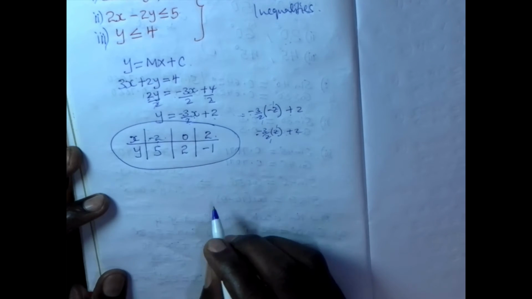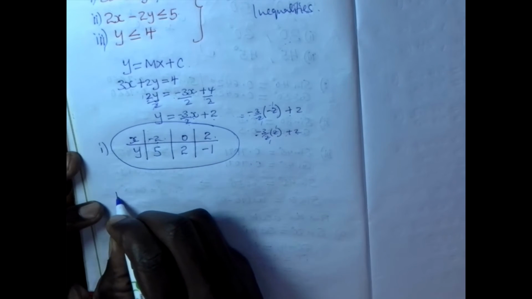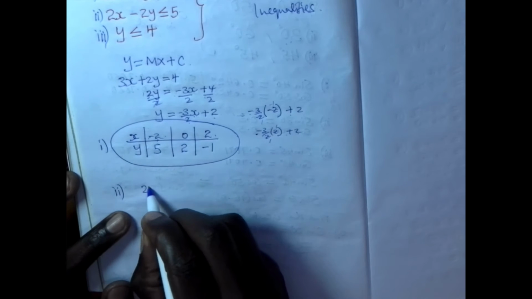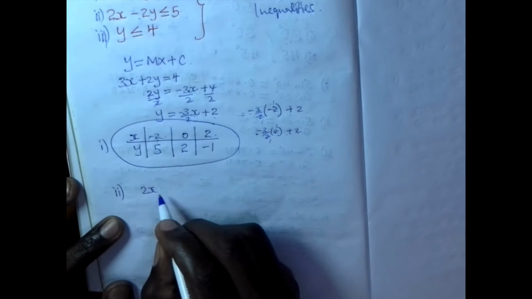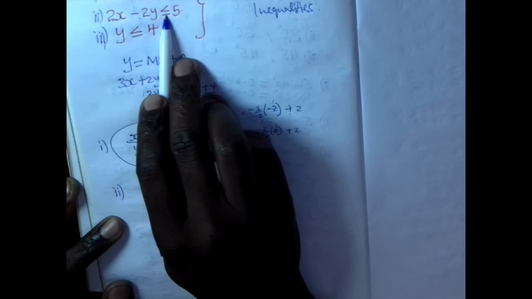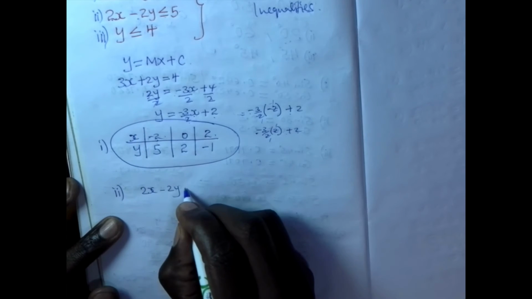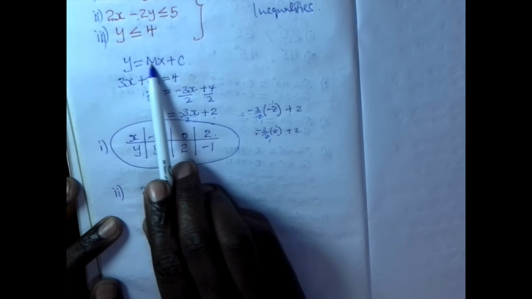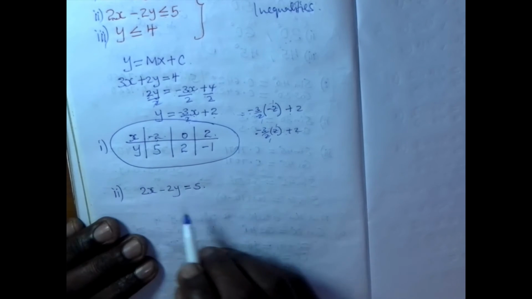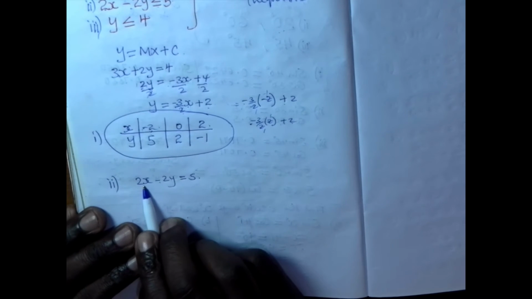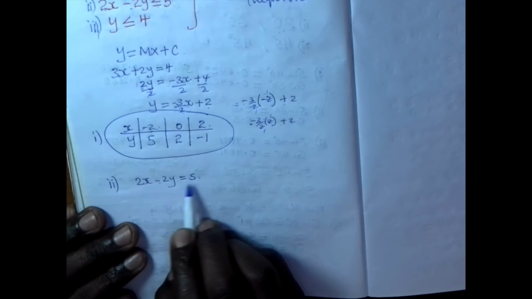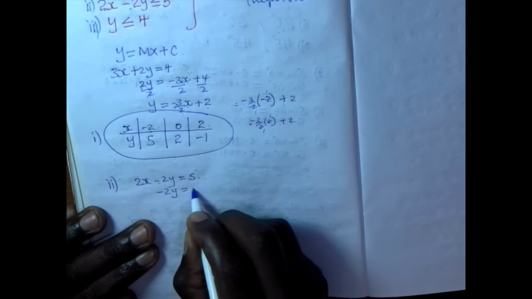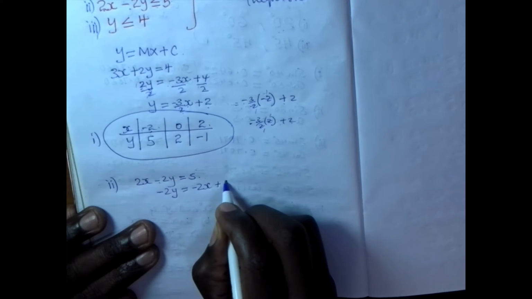So that is the first. The second one, we have 2x minus 2y is less than or equal to 5. Let me take the equal sign, equal to 5. Let me rewrite it again in the form of y equals mx plus a constant. Let us subtract 2x on both sides. So I will have minus 2y equal to minus 2x plus 5.